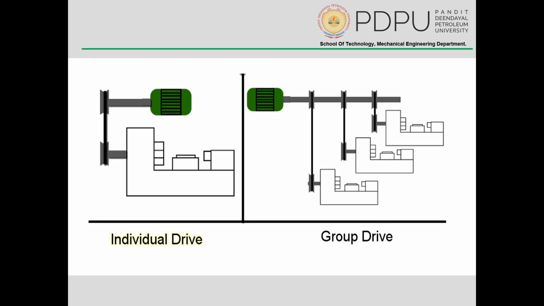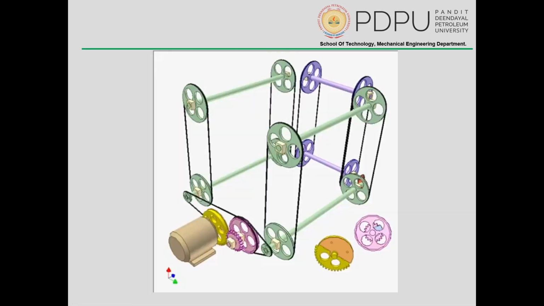This illustration can be very easily visualized with the help of this diagram. In individual drive, we have a single motor which is running a single machine, whereas in group drive we have a single motor which is connected to the main shaft, and then with the help of the counter shaft it is connected to several different machines. And here itself we can start making a comparison between these two. Let's talk about that in a second.